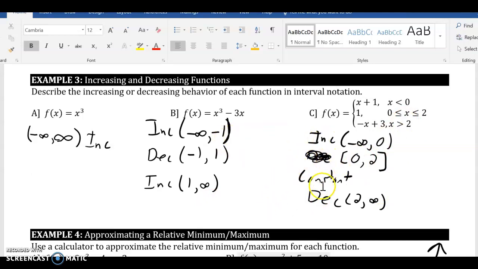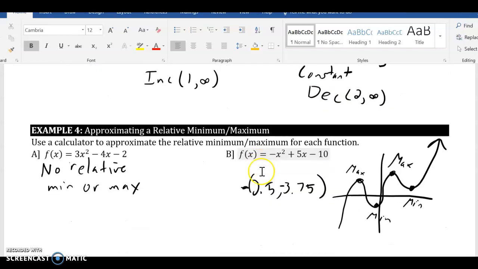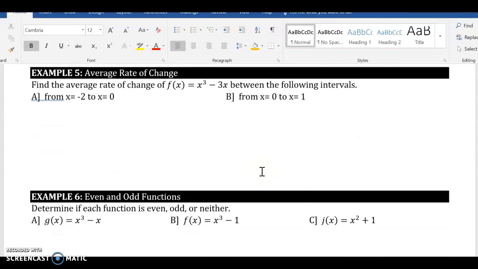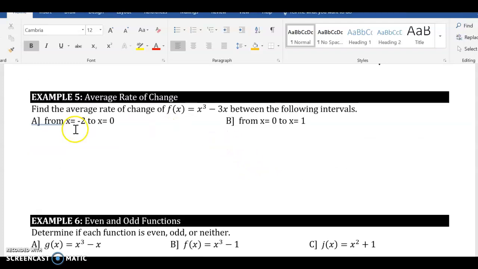So that's increasing, decreasing, constant behavior. Most graphs do not have constants. Some of them do. A horizontal line does. Piecewise functions can have them. There are some other exceptions to that, but most of the time it's either increasing or decreasing. Okay? All right, let's talk about average rate of change.